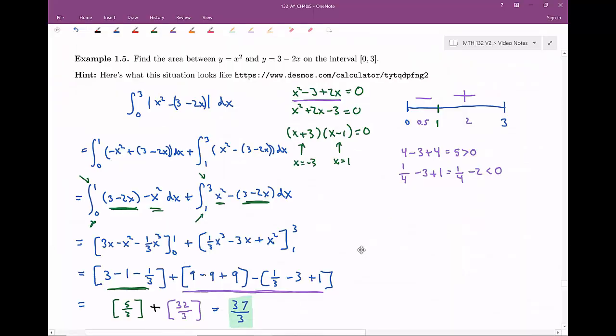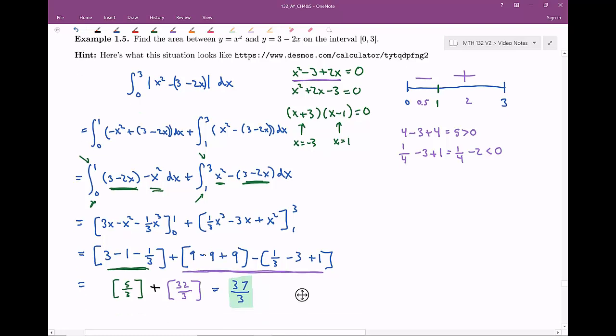Again, they're both positive. If one of them was negative, that would be relatively concerning because this is area, not net area. Okay, so overall my answer is 37/3. When I add these together, that's the area between x squared and 3 minus 2x on the interval from 0 to 3.